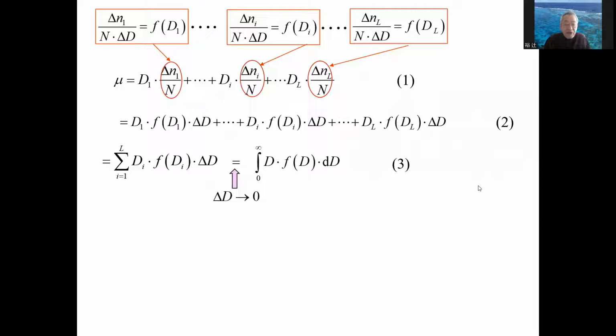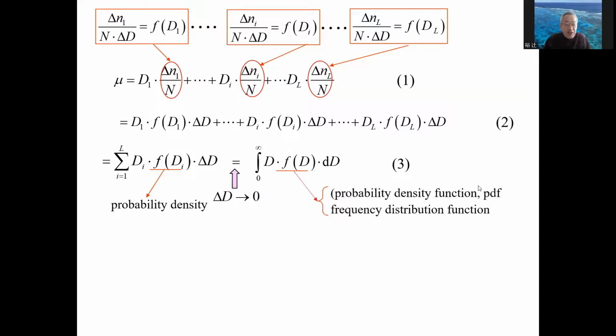Furthermore, taking the limit of delta D infinitesimal, equation 2 can be expressed in the integral form of a continuous function. Fdi is the probability density. The continuous function Fd is probability density function or frequency distribution function.